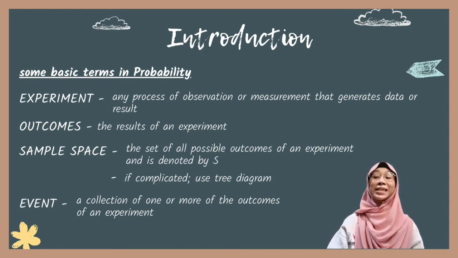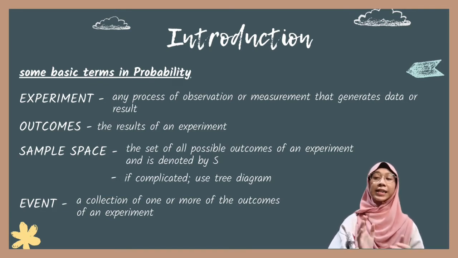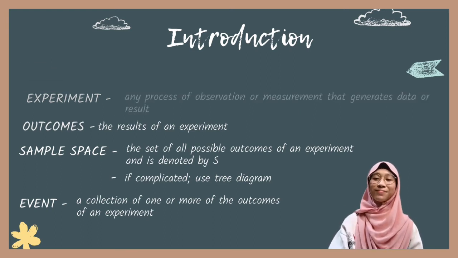The first term is experiment. Experiment is any process of observation or measurement that generates data or results. The second term is outcomes, which means the results of an experiment. The third term is the sample space, which means the set of all possible outcomes of an experiment and is denoted by S. The last term is event. Event is a collection of one or more of the outcomes of an experiment.